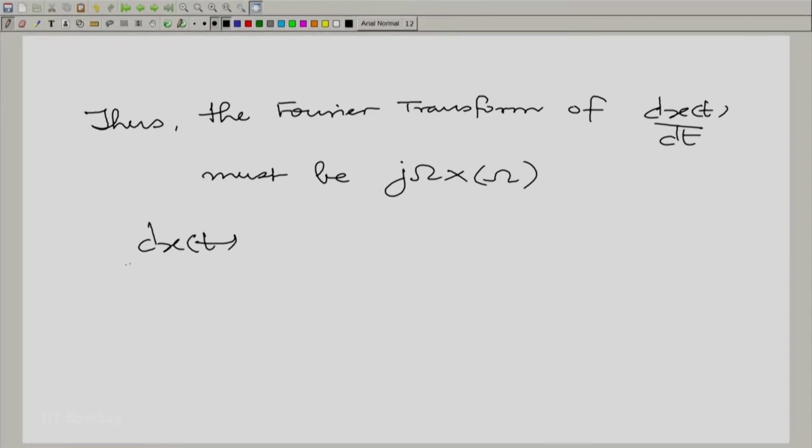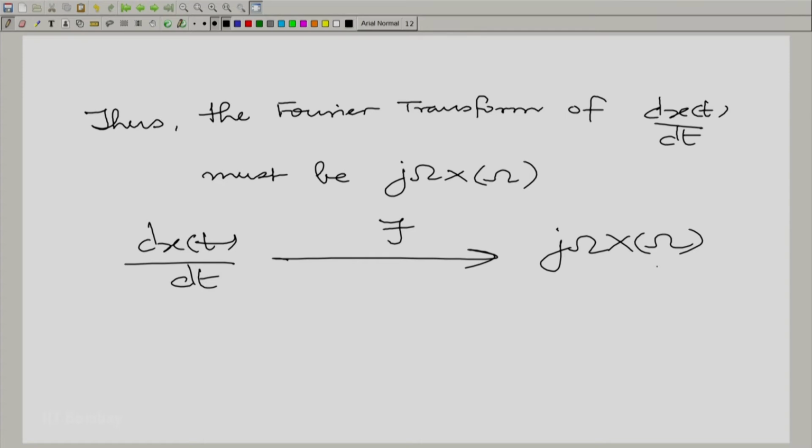dx(t)/dt has the Fourier transform j omega X(omega). In fact, it shows us that there is a pair of operations here. There is differentiation in time and there is multiplication by frequency in the frequency domain, or rather not just multiplication by frequency and by j. We should not ignore that j.